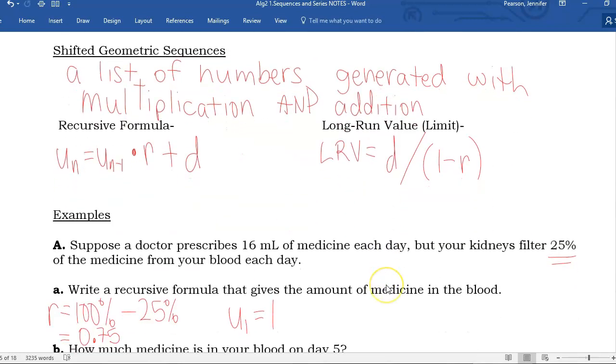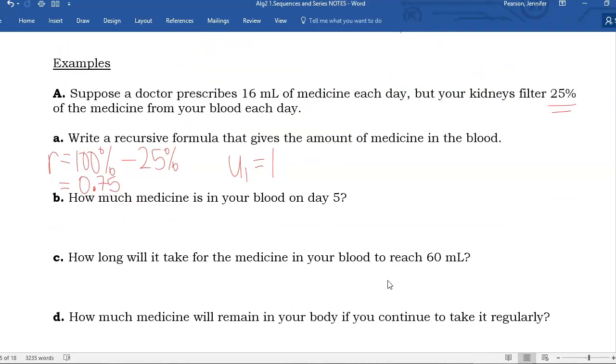There he is. We'll say U1 is 16 because we have 16 on the first day. And then to get the next value, we need to take the one before it, and we will be multiplying, that's our ratio, by 0.75, but also taking another dose, so also adding another 16. So each day, 75% of the medication remains when 25% is filtered out, but we take another 16 milliliter dose to replace what our kidneys filter.